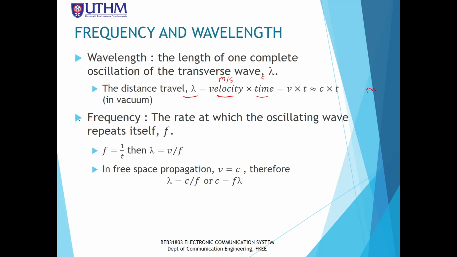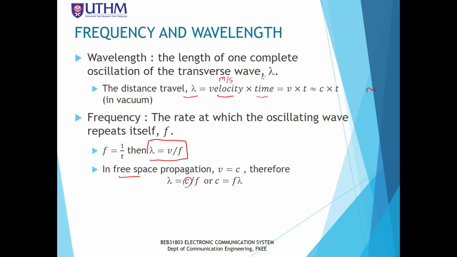And frequency is the rate at which the oscillating wave repeats itself. Frequency is equal to 1 over T. So lambda is equal to v over f. We normally know this equation: lambda is equal to v over f. If it is in free space, in a vacuum, that means the velocity would be the speed of light. You divide by the frequency, so you can get the lambda in terms of meters.